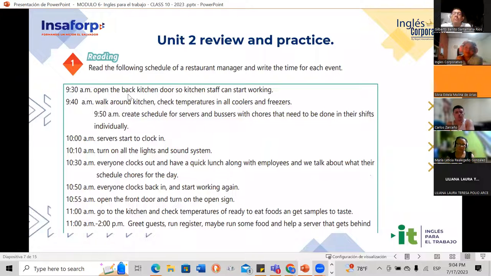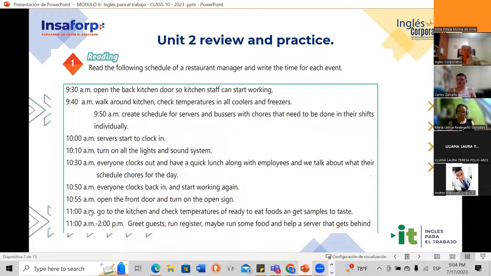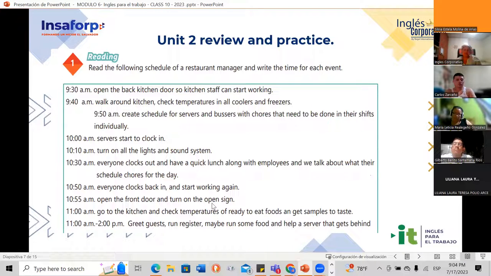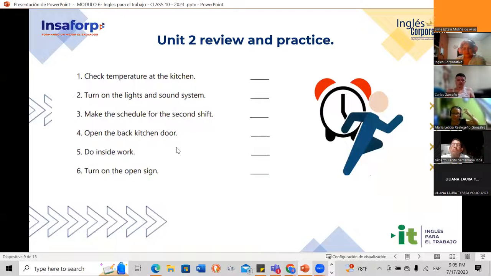Okay, remember that when they open the back kitchen door, es para que entren los employees and they start doing the inside work. They haven't opened the restaurant yet. What time do they open the restaurant? What time do they open the main door? At 10:55, they open the front door, right? That time they start receiving clients. But from 9:30, all these hours they are doing inside work, right?